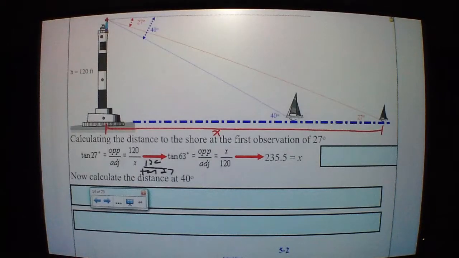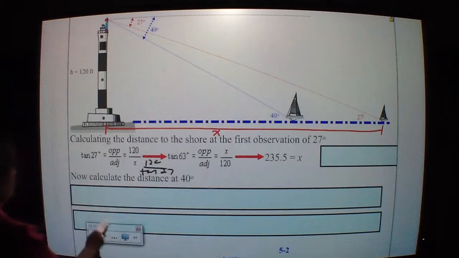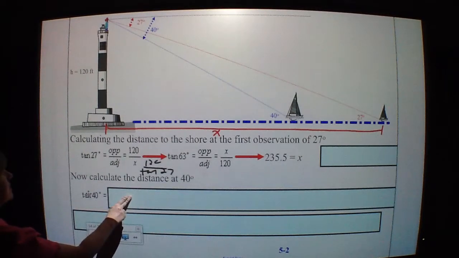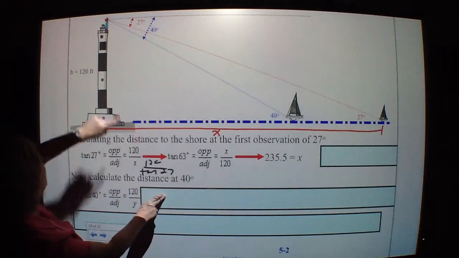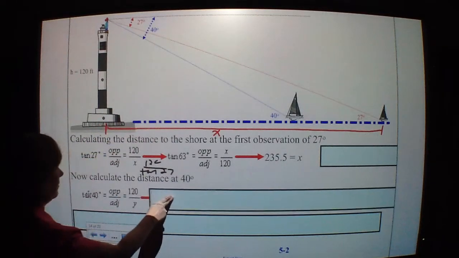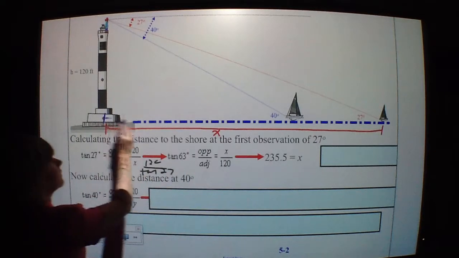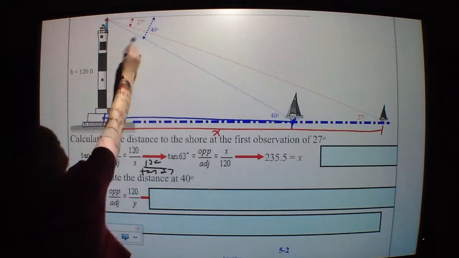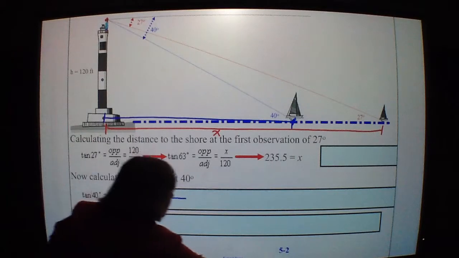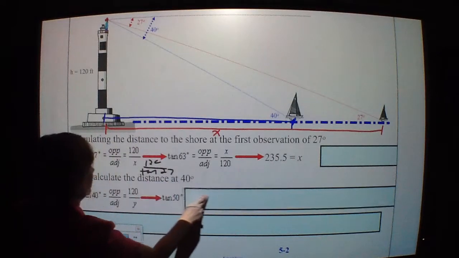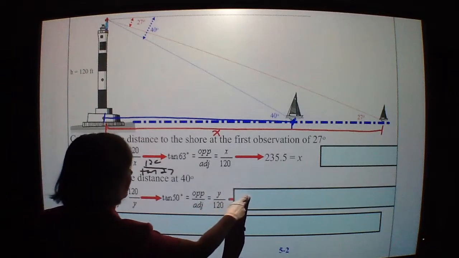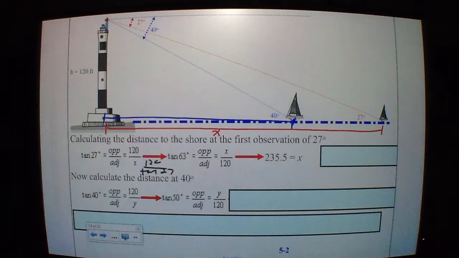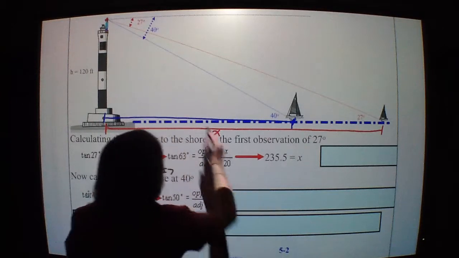The next one, the distance at the 40 degree. You could do tangent of 40 degrees is equal to 120 over the distance. Okay? Or if you don't want to do 40, you can do this angle here. Either way will give you the right answer. You can do this here too. Or 50, I said 60, 50. Because 90 minus 40 is 50. So tangent of 50 is equal to y over 120. Like I said, I call this distance y.